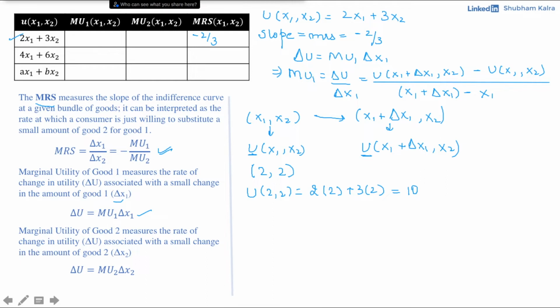Now suppose the consumer increases his consumption of good 1 by 1 unit, which means now he is consuming 2 plus 1 comma 2, as we are not changing the consumption of good 2. So this would be equal to 3 comma 2. Thus the utility from the consumption bundle 3 comma 2 would be u of 3 comma 2, which is equal to 2 multiplied by 3 plus 3 multiplied by 2, which is 12.